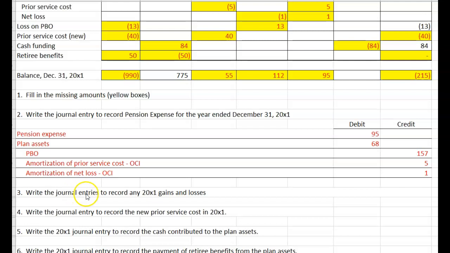Now let's write the journal entry to record the 20X1 gains and/or losses. Remember that gains and losses on the plan arise from two different sources. The first is a change in an estimate or assumption about calculations used in determining the PBO, such as a change to the estimate in the final year salary used in the pension formula. The second way that a gain or loss can arise is when the actual return on plan assets differs from the expected return.